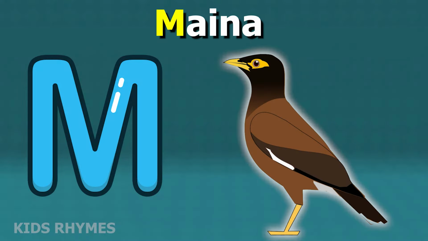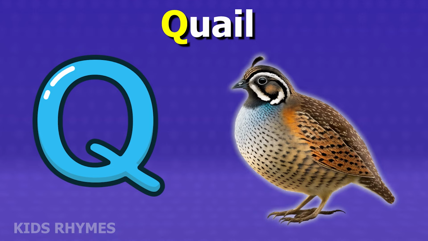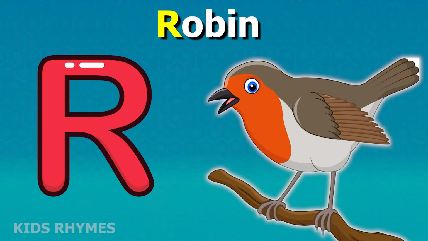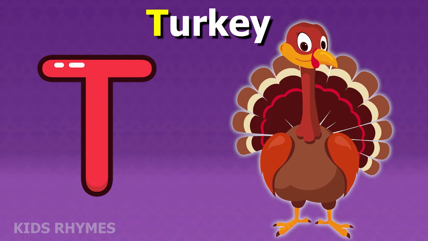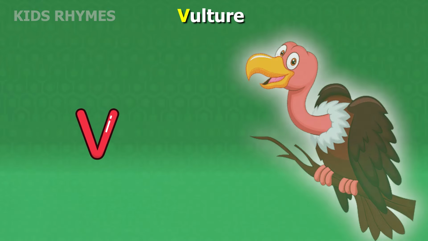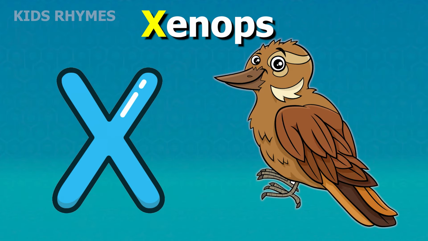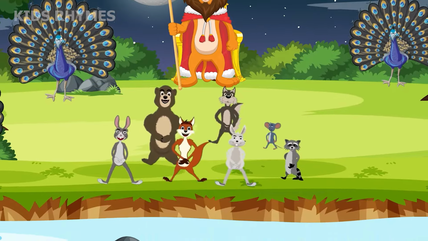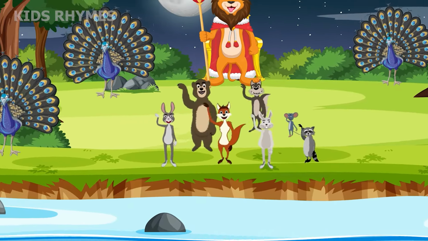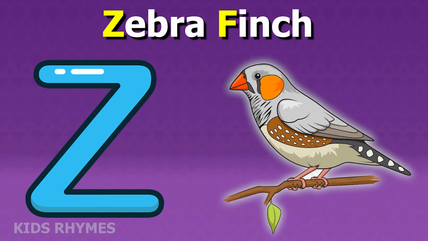M for mynah, N for nightingale, O for owl, P for parrot, Q for quail, R for robin, S for sparrow, T for turkey, U for owl, V for vulture, W for woodpecker, X for synops, Y for yellow warbler, Z for zebra finch.